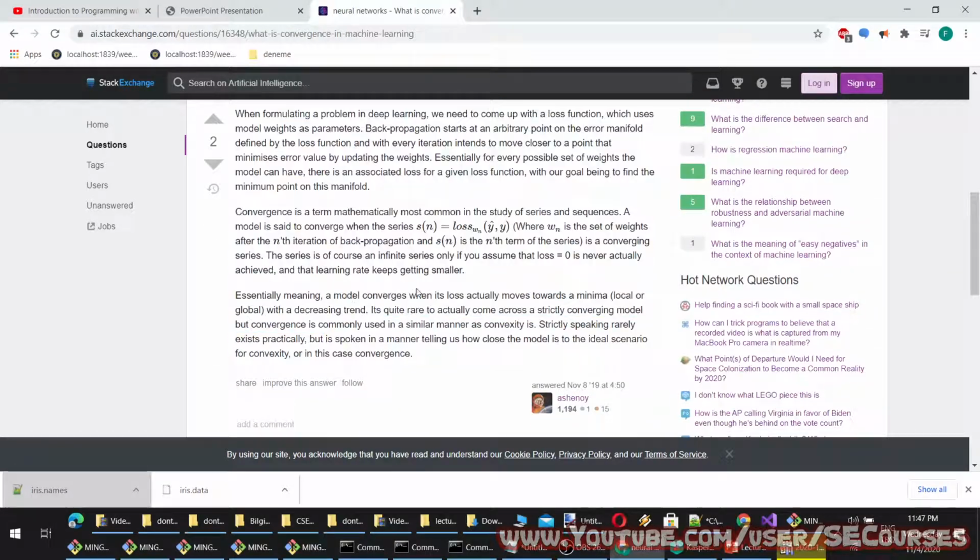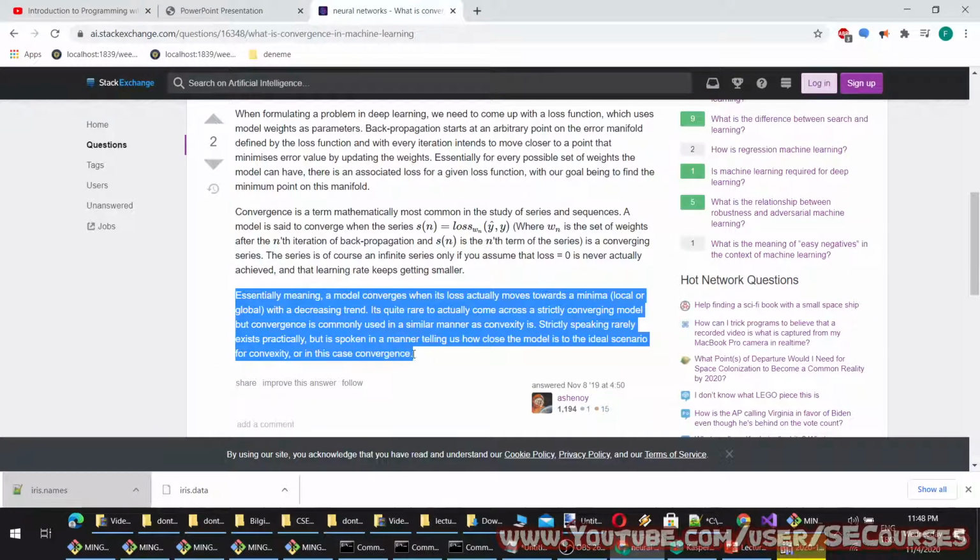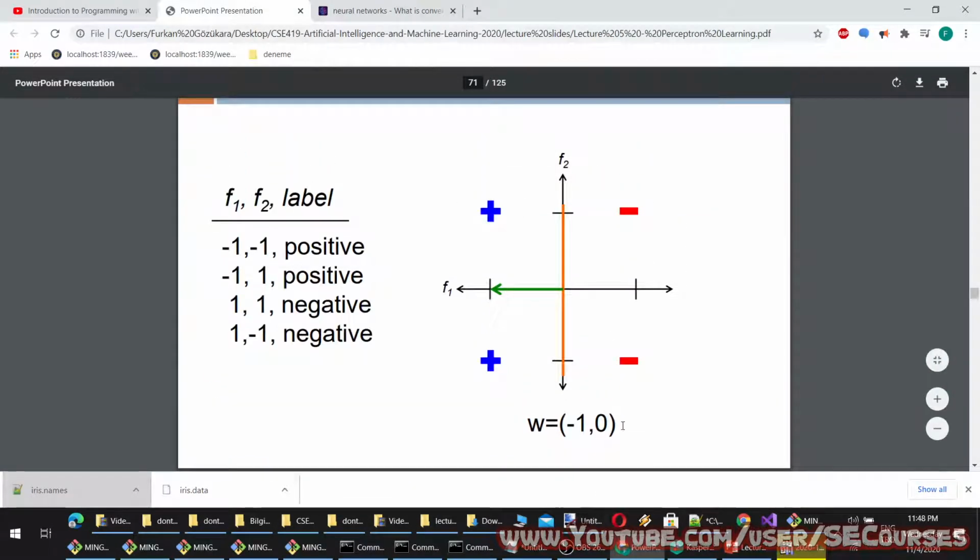So the convergence is essentially meaning, a model converges when its loss moves towards a minima, local or global, with a decreasing trend. It's quite rare to actually come across a strictly converging model, but convergence is commonly used in a similar manner as convexity is. Strictly speaking, it rarely exists practically, but is spoken in a manner telling us how close the model is to the ideal scenario for convexity, or in this case convergence. So in this case, our loss or our error rate is 0. Therefore, we have converged. Okay.